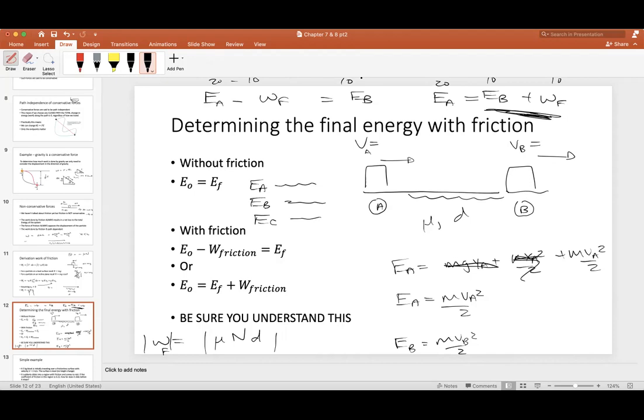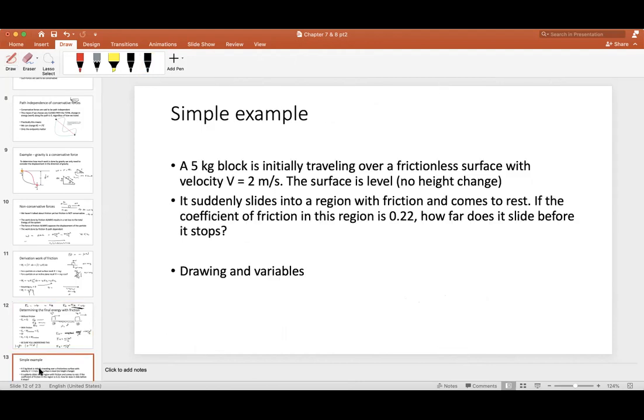So the work done by friction is positive if you add it to the final energy. That gives you the total energy. It's going to bite you at some point. Do not write the work done by friction as negative mu N d. Write it as mu N d, and either it goes here with a negative sign or it goes here with a positive sign. We'll talk about that.